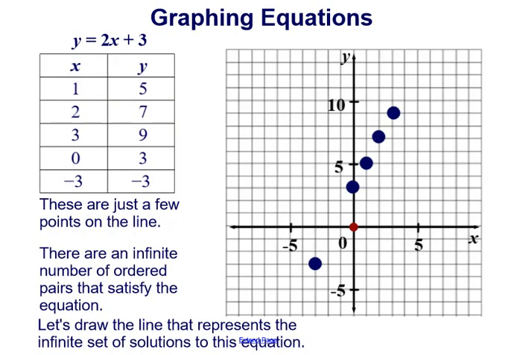And so we end up with a completed table with ordered pairs of (1, 5), (2, 7), (3, 9), (0, 3), and (-3, -3). So these are just a few points on the line. But there are an infinite number of ordered pairs that satisfy this equation, so we're going to draw a line through these points that represents the infinite set of solutions to this equation. And we can do that by just using a straight line and connecting the 5 ordered pairs.